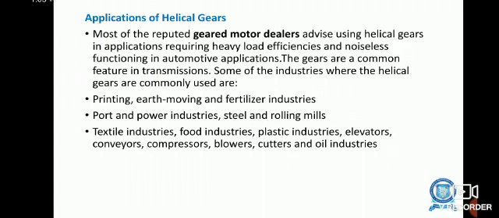Application of helical gears. Most of the reputed geared motor dealers advise using helical gears in applications requiring heavy load, efficiency and noiseless function in automotive applications. The gears are a common feature in transmission. Some of the industries where helical gears are commonly used are printing, earth moving and fertilizer industry, port and power industries, steel and rolling mills, textile industries, food industries, plastic industries, elevators, conveyors, compressors, blowers, cutters and oil industries.